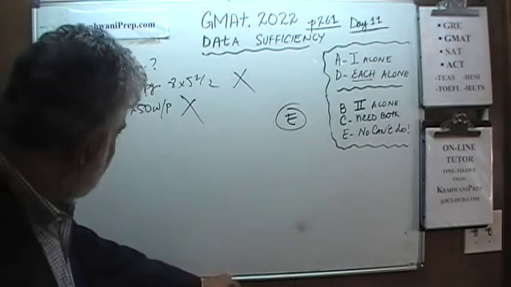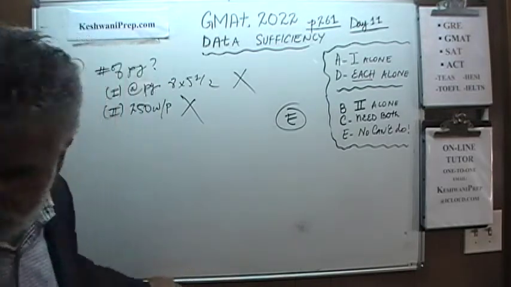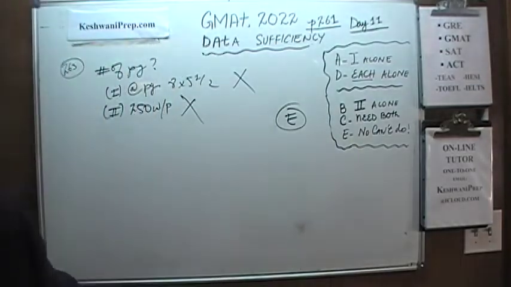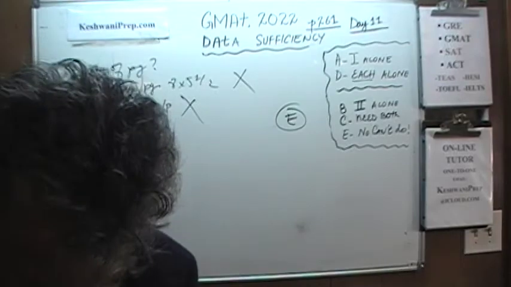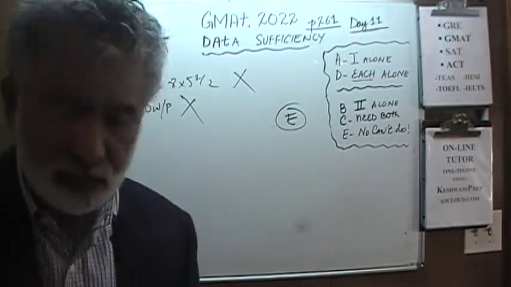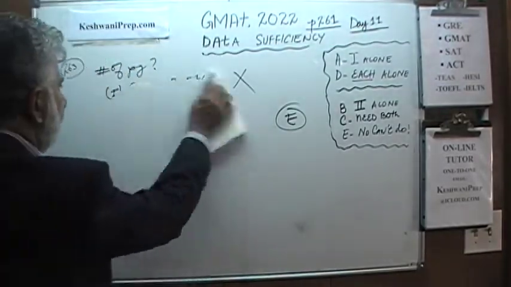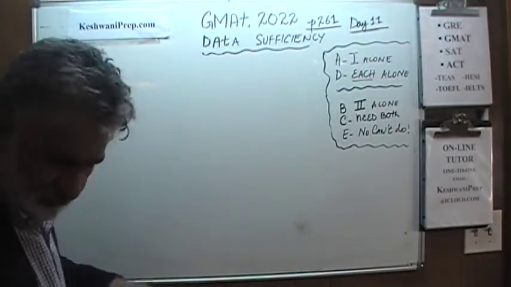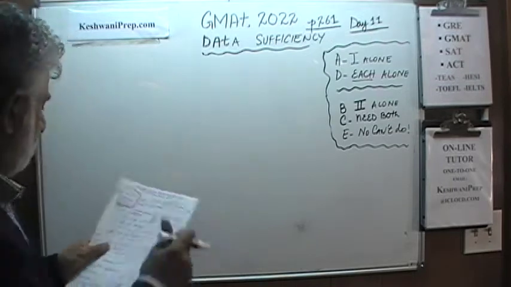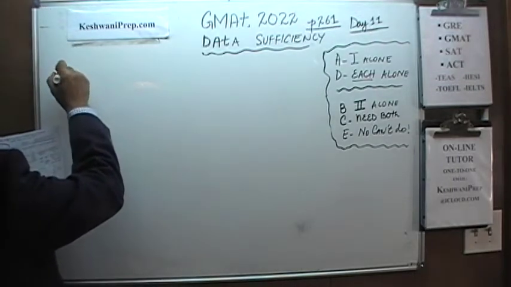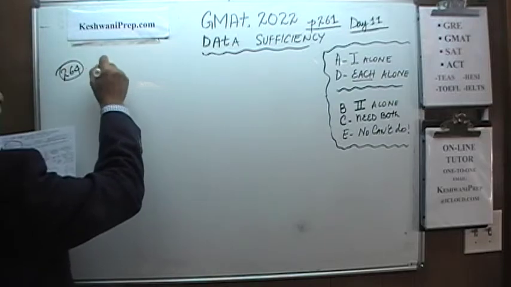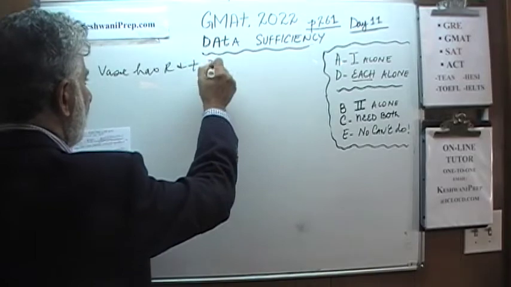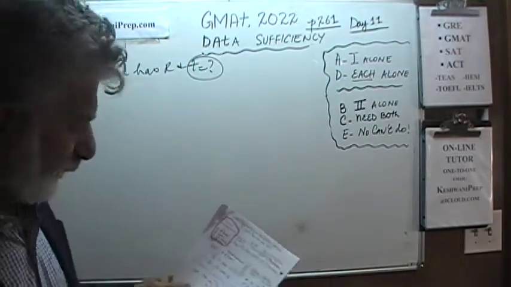Let's look at next one. Number 264. Number 264 says that we have a vase. And in that vase, we are told that we have two kinds of flowers, roses and tulips. So we have roses and tulips in the vase and nothing else, just two kinds of flowers. What we want to find out is how many tulips we have. Let's see what they tell us.